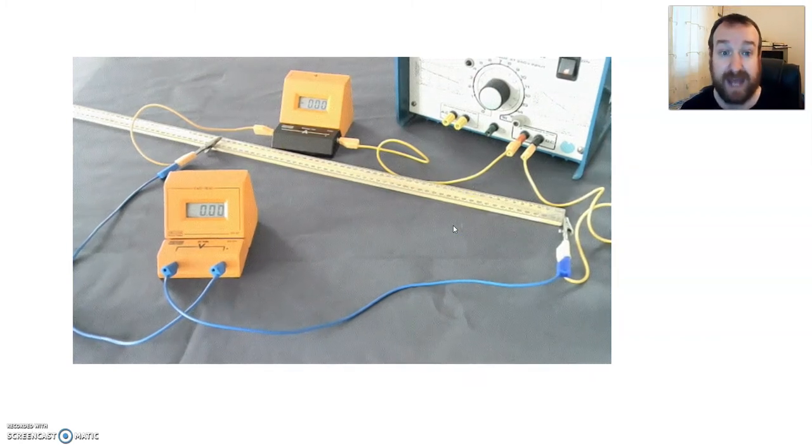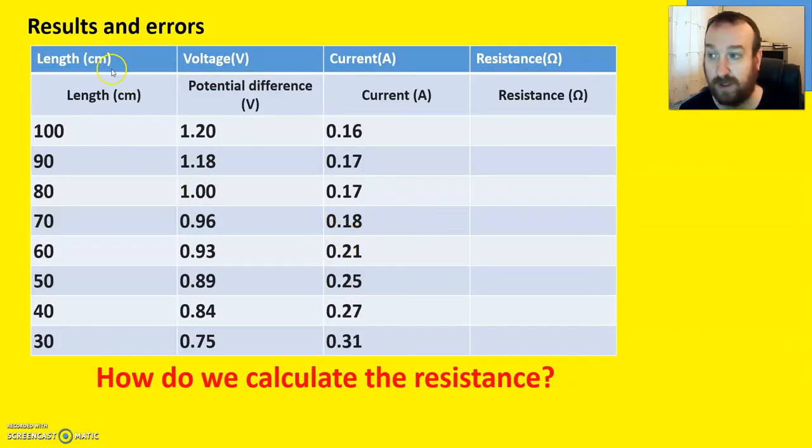So here is my results table. We've got length in the first column, starting at 100 and going all the way down to 30 in 10 centimeter steps. Then we've got the potential difference, starting at 1.2 volts, dropping down to 0.75, and we've got the current. Here is a good point to practice how to calculate that resistance. How would we do it? You could pause the video here and try to calculate that resistance value. My next slide, if you haven't done that and you want to, is where I've calculated that resistance.